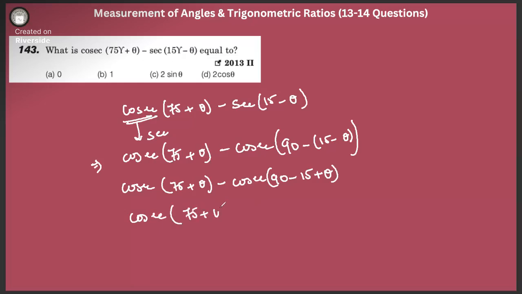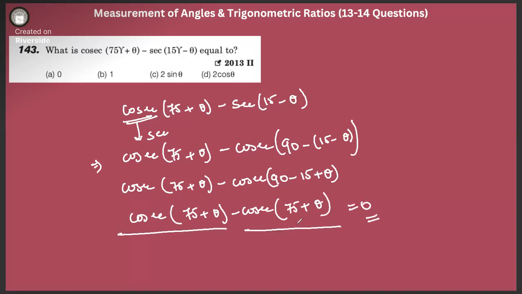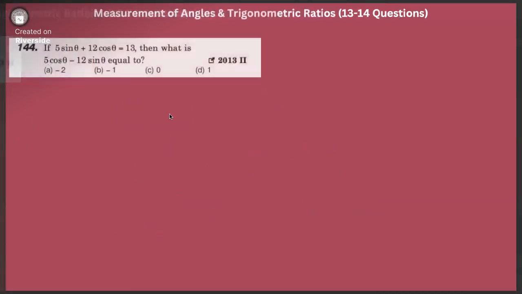Cosecant 75 plus theta minus cosecant 75 plus theta. Is it the same, right? Yes, sir. Even if you change the cosecant, that will also be the same.